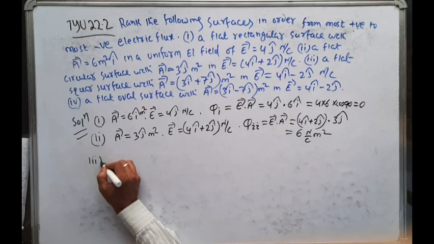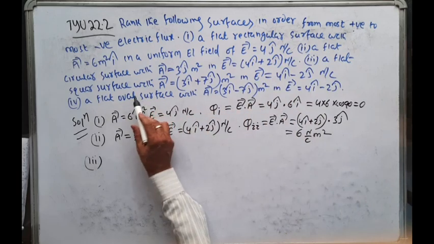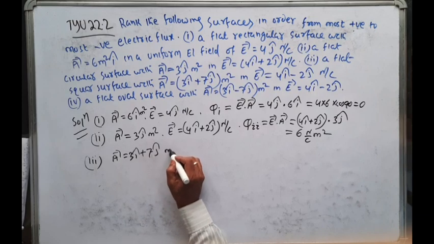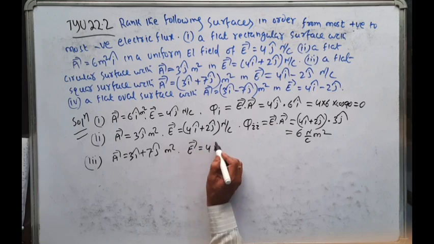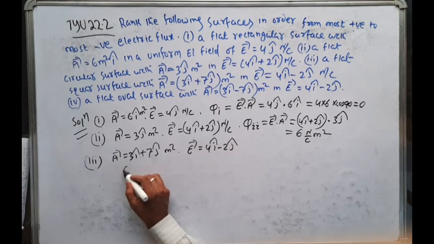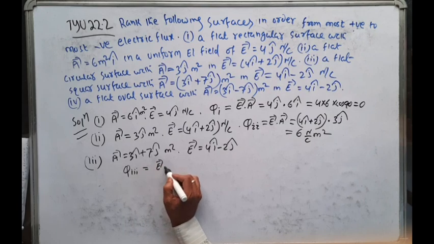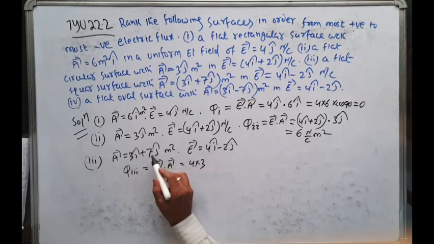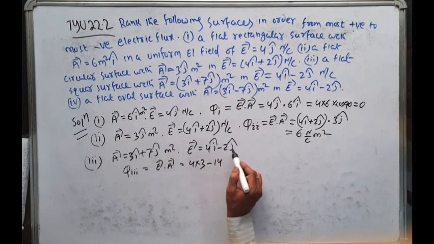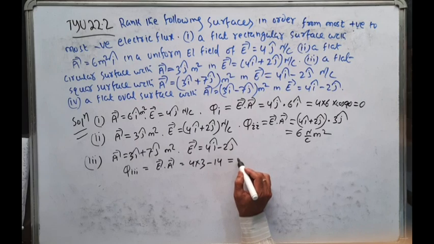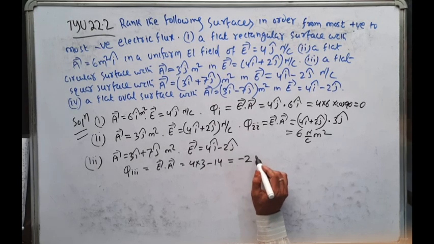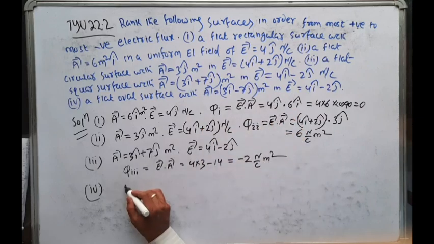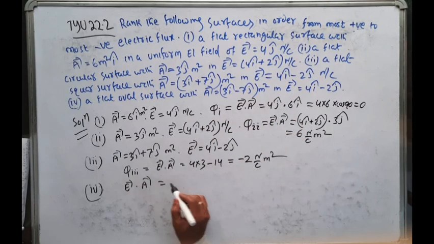Come to the third case. In the third case, a flat square surface with area vector given as 3 î plus 7 ĵ meter square, and the electric field vector is given as 4 î minus 2 ĵ. So what is the flux in the third case? E dot A. Here 4î dot 3î is 4 into 3, 12. Plus 7 into minus 2, minus 14. ĵ dot ĵ is 1. So that is equal to how much? I think it is minus 2 Newton per coulomb meter square. Then come to the fourth case. In the fourth case, electric field intensity vector dot A vector, so that is the flux.